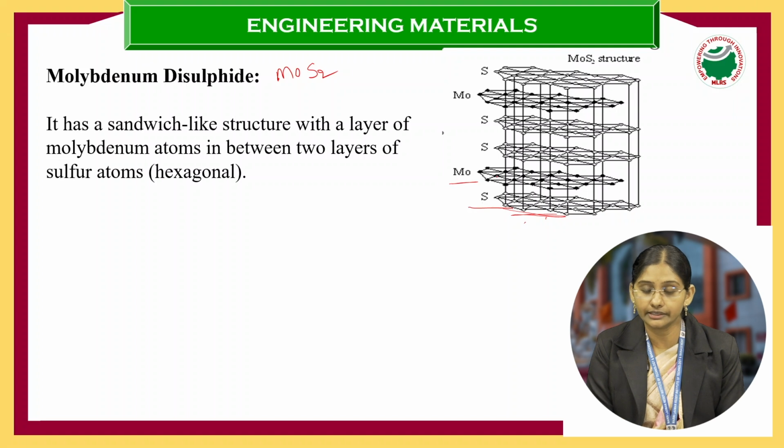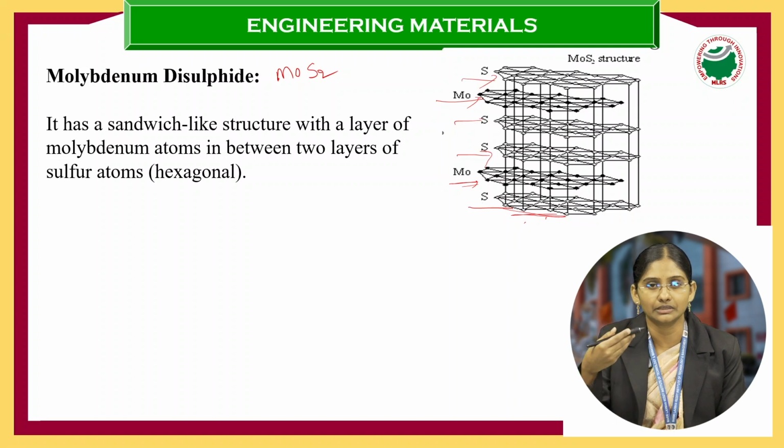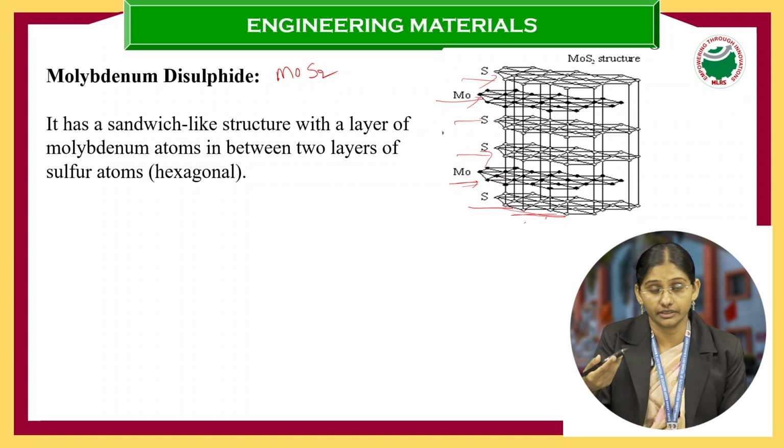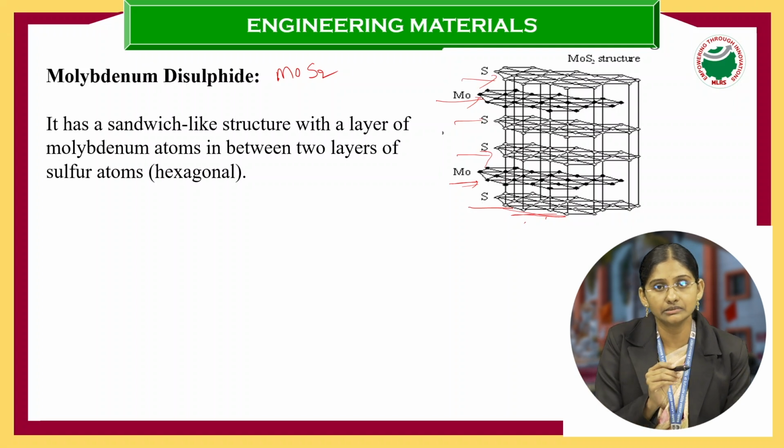All the molybdenum atoms are linked together. It is one more layer. And then again sulfur, then molybdenum, again sulfur, like this, layer by layer. Here also, layer by layer structures are there. So, what is the structure of molybdenum disulfide and graphite?